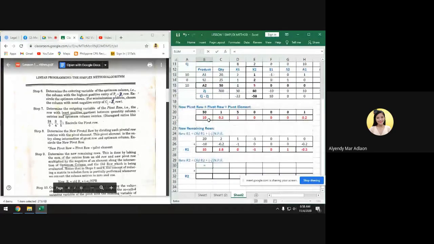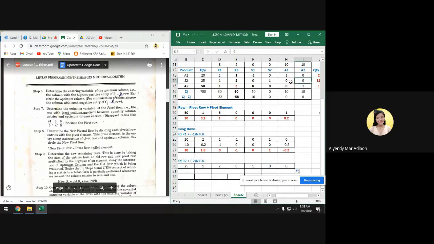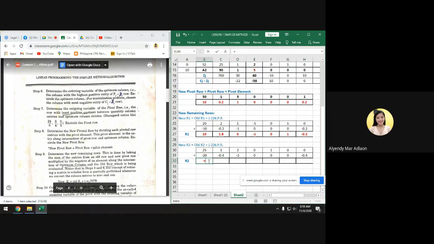Copy the old row 2. So, starting from 25, and then we have 1, 2, 1, 2, 0, 1, and 0. And then we have another 0 sa pinakalas. And then after that is negative 2 multiplied by the new pivot row. So new pivot row of 10 multiplied by negative 2. So we have negative 20. 0.2 times negative 2, that is negative 0.4, and so on. The next is to add the two. So we have 5.6 and so on. Okay, that is for our new remaining rows.